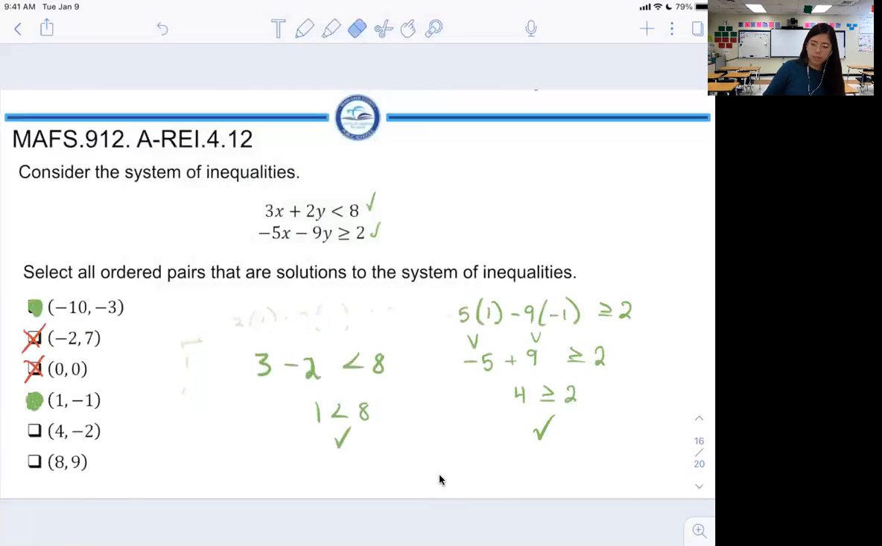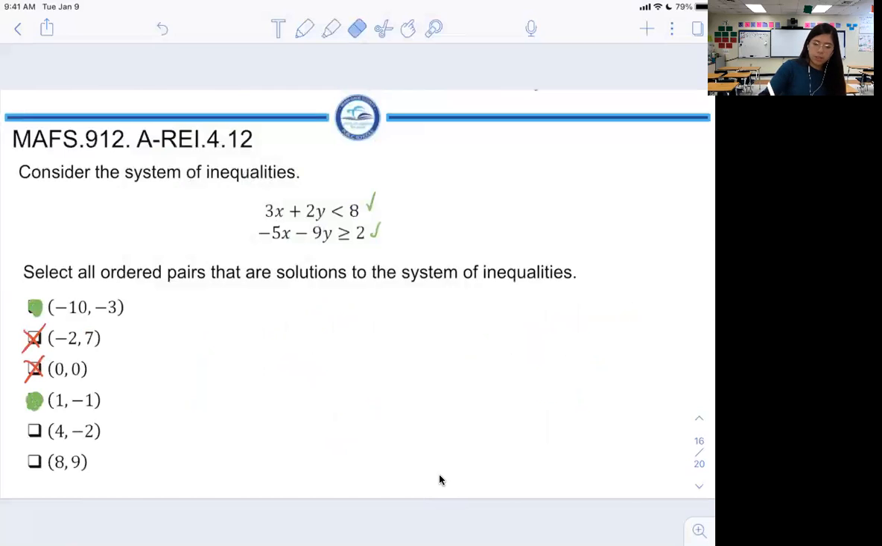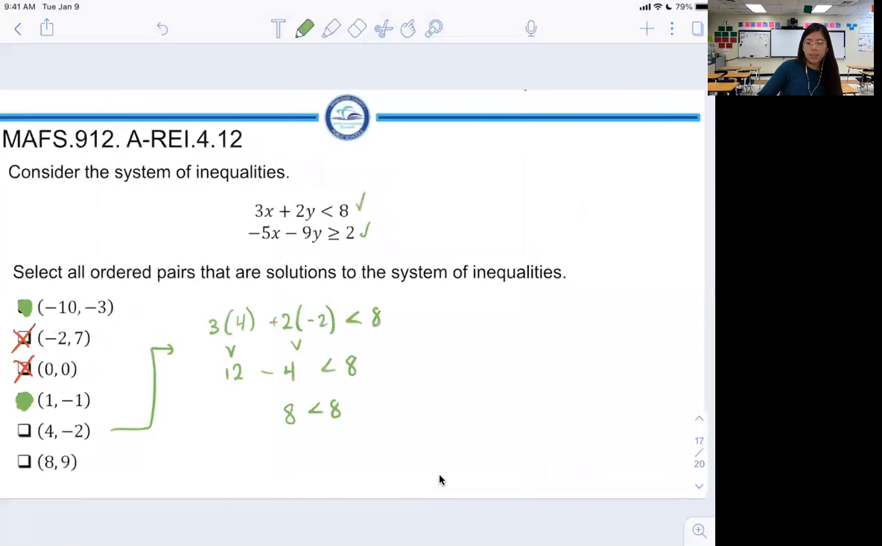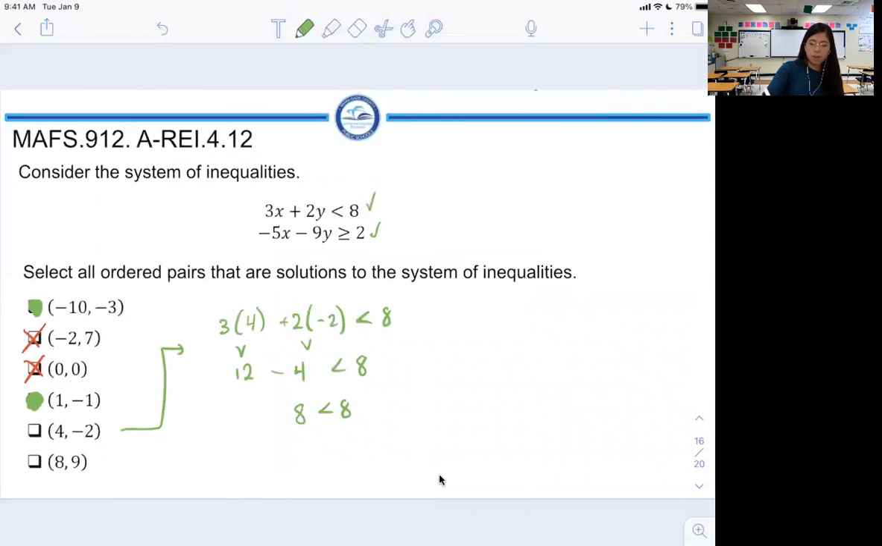Almost there. Now I'm plugging in 4, negative 2. So 3 times 4 plus 2 times negative 2. 3 times 4 is 12. 2 times negative 2 is negative 4. 12 minus 4 is 8, but 8 is not less than 8. So automatically, this one is out.